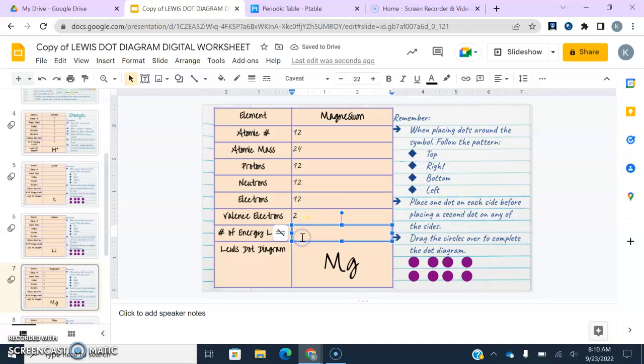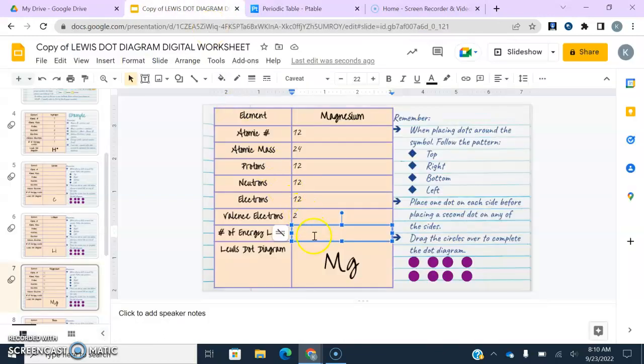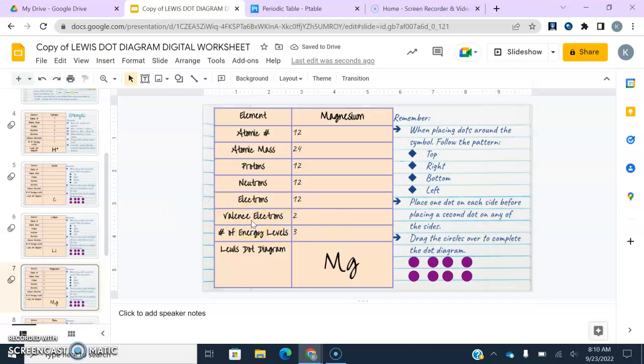Now it asks for the number of energy levels. Remember, the number of energy levels comes from the period, not the group. So magnesium is in 1, 2, 3. It's in period 3. So it's going to have 3 energy levels. So remember, valence electrons comes from the group number, energy levels comes from the period number. Group number is up and down, period is from left to right.